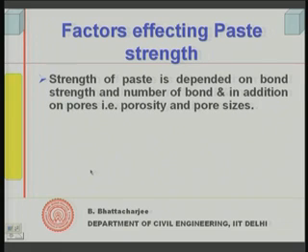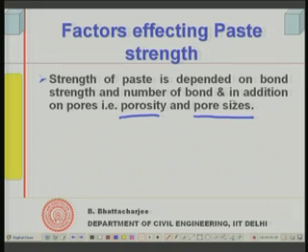You see, the strength depends upon bond, all right, and number of bonds, but in addition it depends upon porosity and pore sizes. It depends upon bonds, but more importantly possibly on porosity and pore sizes. That is what we are trying to say. The reduction from the theoretical strength by say 10 to 1000 times that we have discussed earlier is possibly due to the porosity and pore sizes. So, the more the porosity, lower will be the strength, and the larger the pore sizes, lower will be the strength. This is an important aspect.